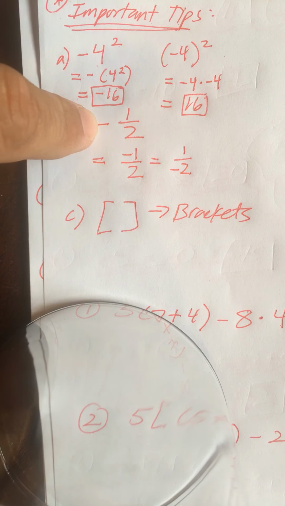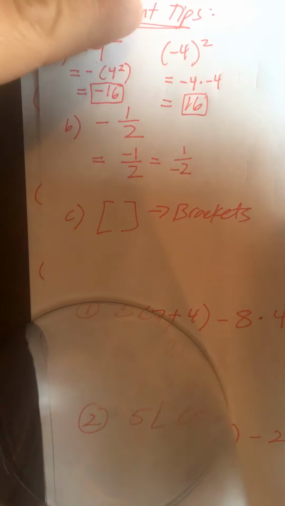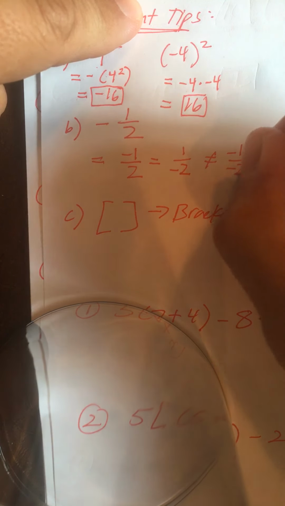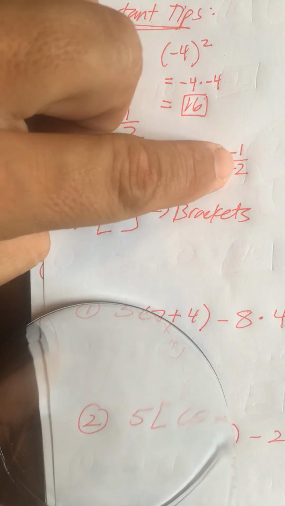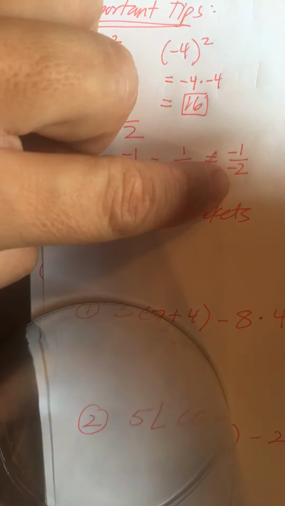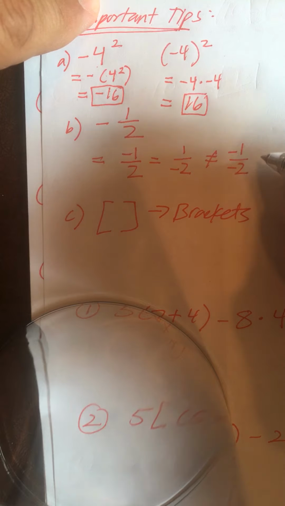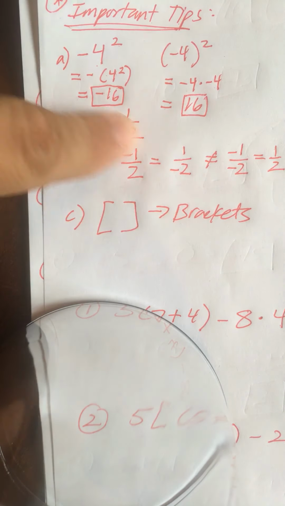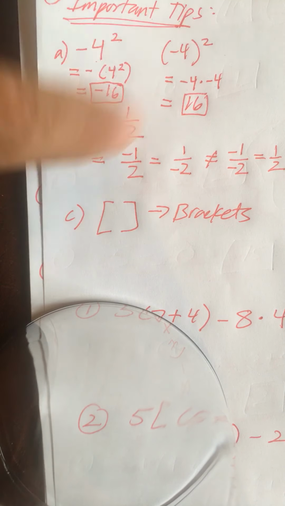Okay, you can move it around, but what you can't do, what it's not equal to, is negative 1 over negative 2, because negative 1 over negative 2, a negative divided by a negative is a positive, and 1/2 is clearly not equal to negative 1/2. Okay, so that's something to keep in mind there.